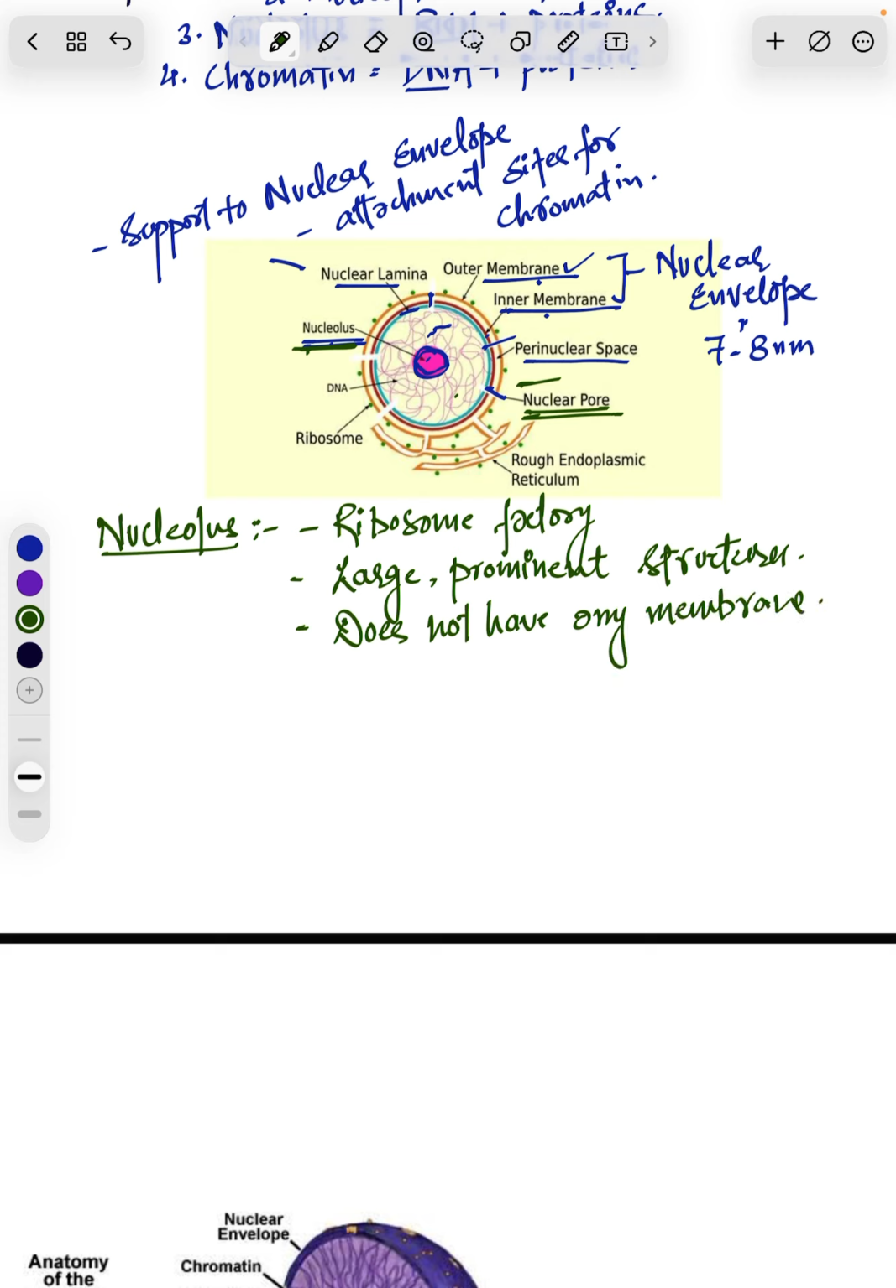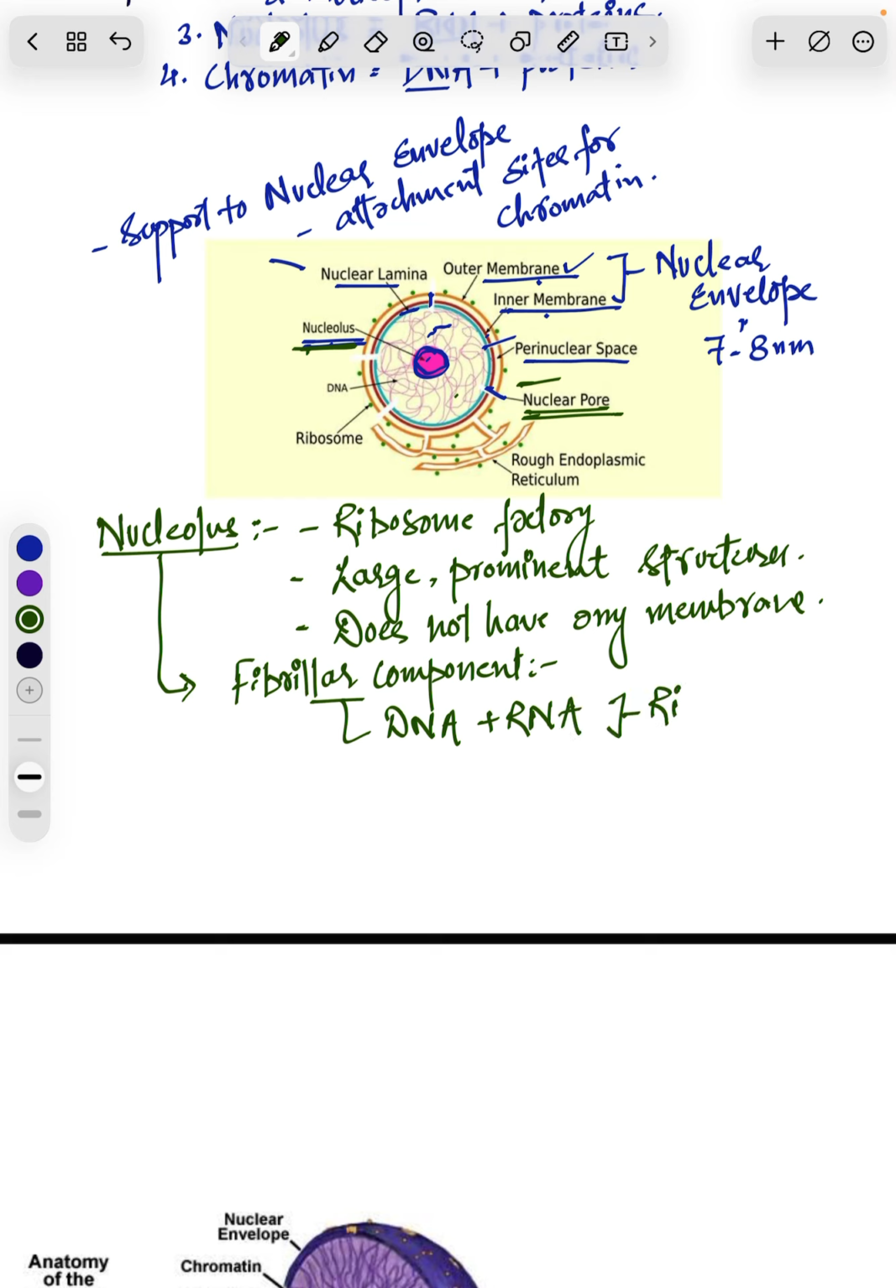Next we see the component part. So the nucleolus contains a fibrillar component. By fibrillar component we mean it has DNA plus the RNA component of ribosomes. Ribosomes which are present on the ER contain DNA and RNA. So the fibrillar part of the nucleolus contains both of these. DNA carries genes for rRNA and the RNA is simply ribosomal RNA. It is the place where transcription is going on.